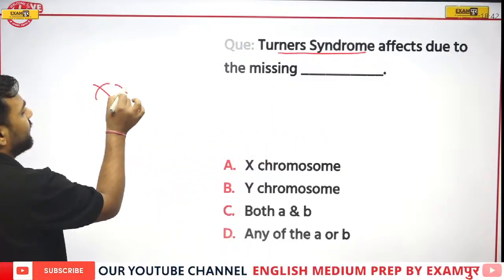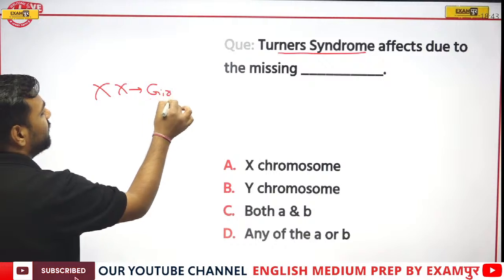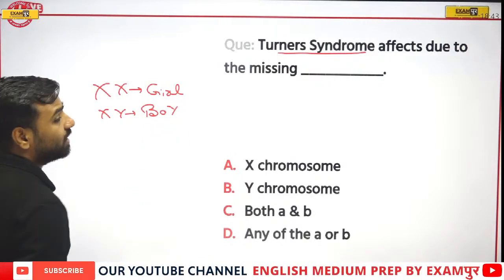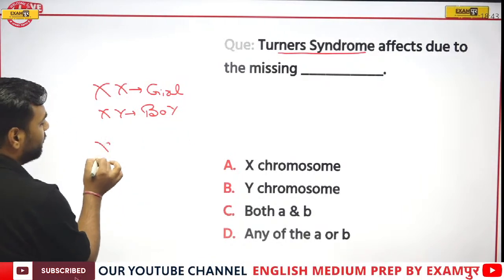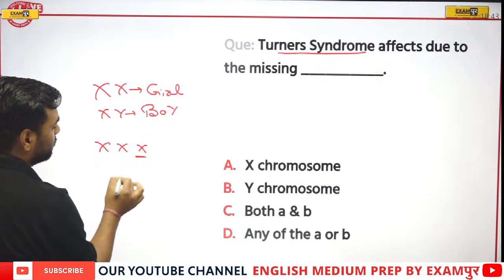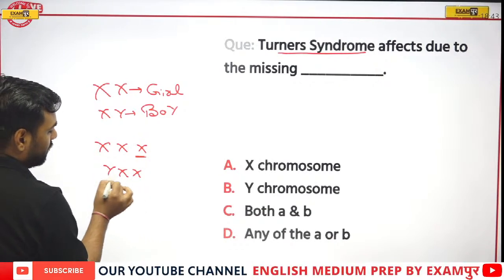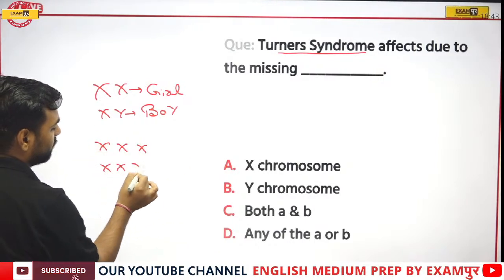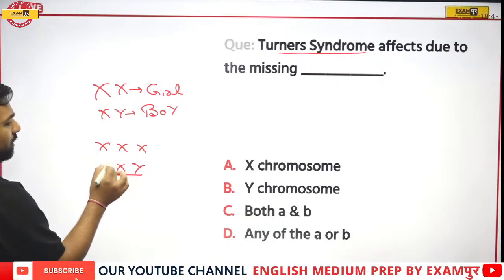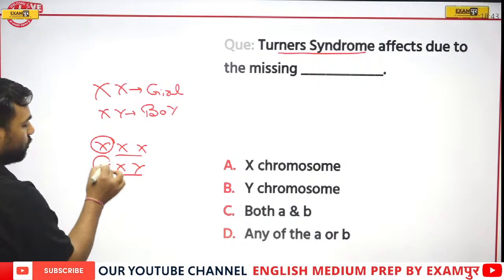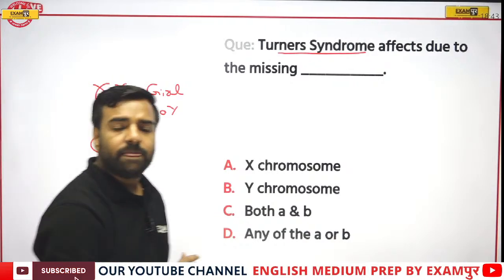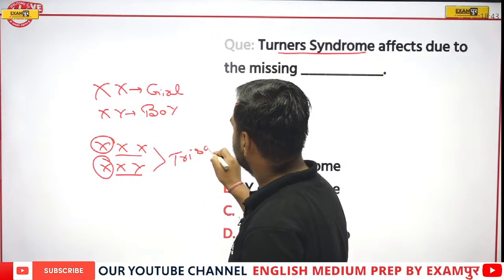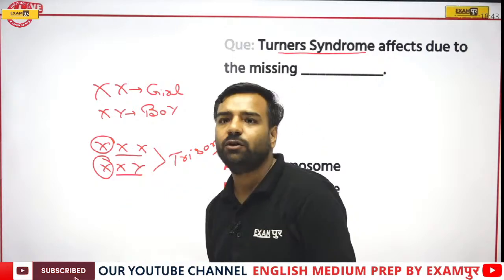Normally, XX is present in the females, that is girls. If there is XY, this combination is in the boy. But there may be a condition in which one more chromosome comes. Wait, it would be XXY. So here we have an extra chromosome, correct? Here we have 3 chromosomes. In this condition we call it trisomy, where we have 3 chromosomes.